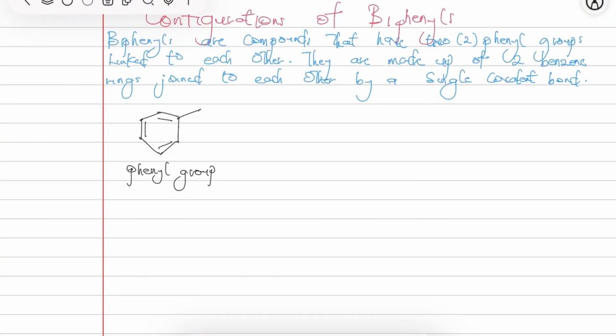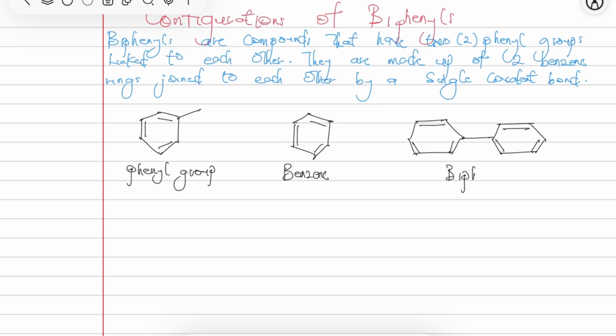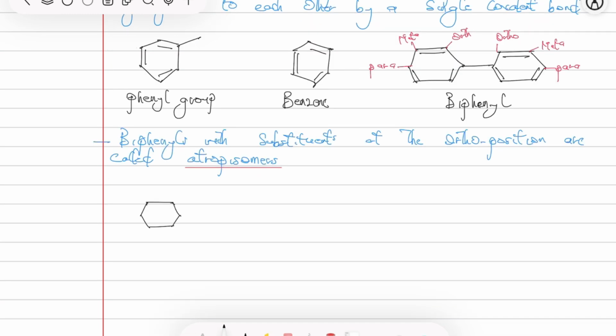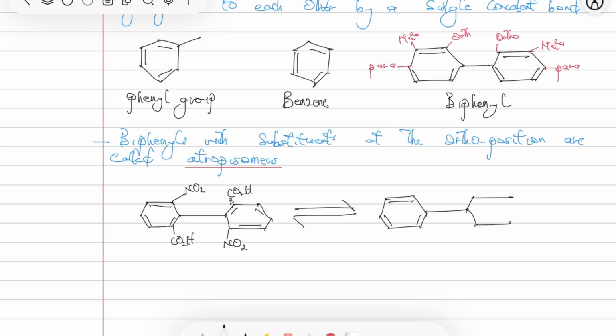This is the phenyl group, this is the benzene group, and this is the biphenyl. In the biphenyl, we have the ortho position, the meta position, and the para position. Biphenyls with substituents at ortho position are called atropisomers. This is an example of biphenyl having substituents in an ortho position. These two biphenyls are regarded as atropisomers.